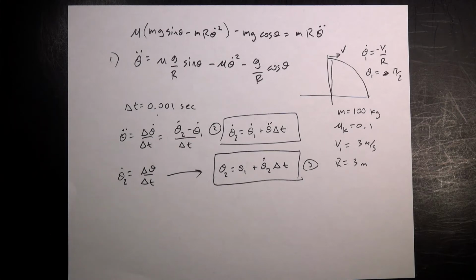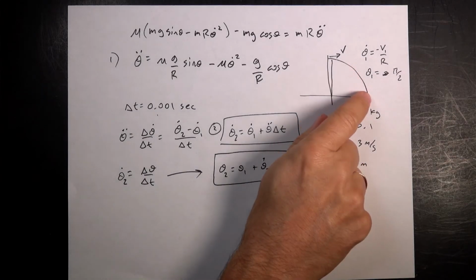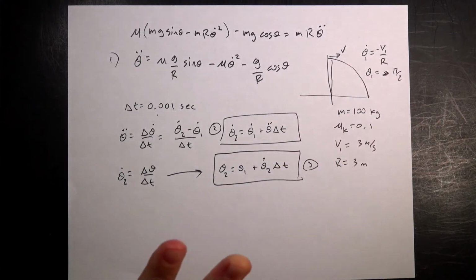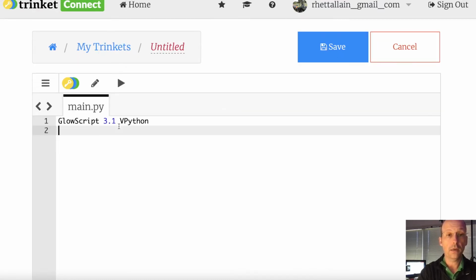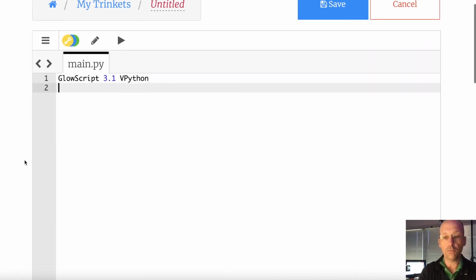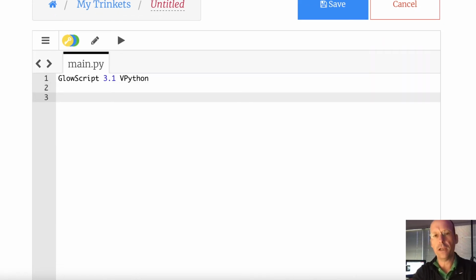And I'll come back to the paper in a second because there's a whole bunch of awesome stuff in this problem. We're going to model both the motion of this going down and when it leaves. But right now we're making it stay on the surface. So here I'm using GlowScript VPython, Web VPython, and in Trinket. I'm going to give you the code. I always give you the code. That's what I do. Let's go ahead and make a graph.